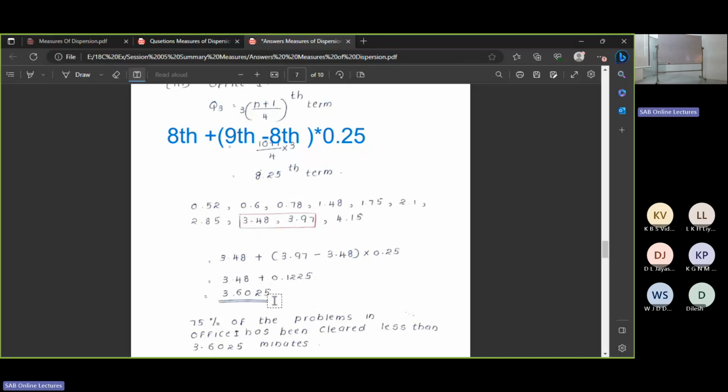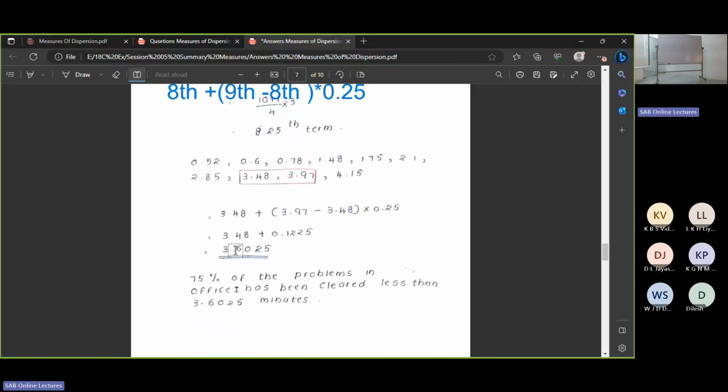Is it clear? Then for the 8.5 term, we can add the 8th and 9th and take the average; here it is 0.25. Okay. Then we can write: 75% of the problems in office 1 have been cleared in less than 3.6 minutes. This is the way we can write the interpretation. Okay, then 3.6 is the Q3 in office 1. It explains that 75% of the problems in office 1 have been cleared in less than 3.6 minutes. Is it clear? Okay.